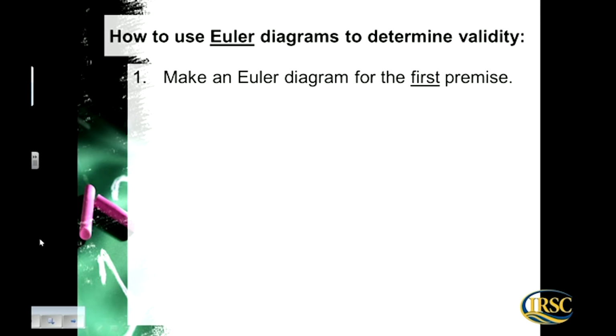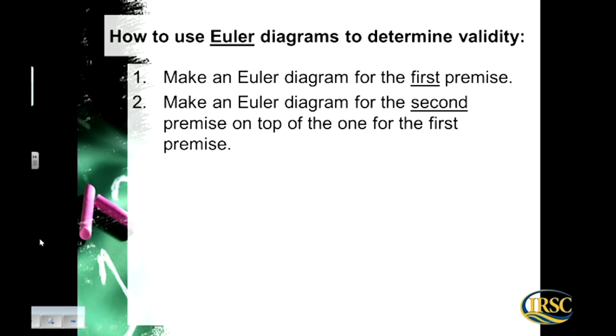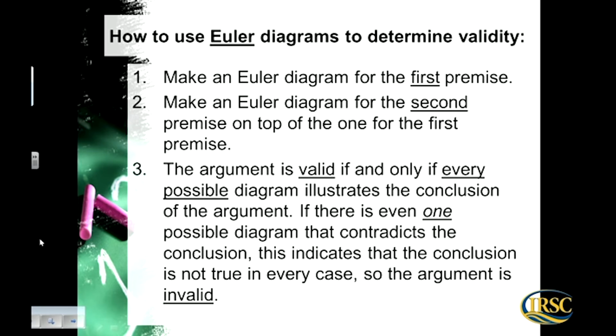And you're going to make a diagram for the first premise. Then you're going to make a diagram for the second premise on top of the one for the first. The argument is valid if and only if every possible diagram illustrates the conclusion of the argument. If there is even one possible diagram that contradicts the conclusion, this indicates that the conclusion is not true in every case, so the argument is invalid.